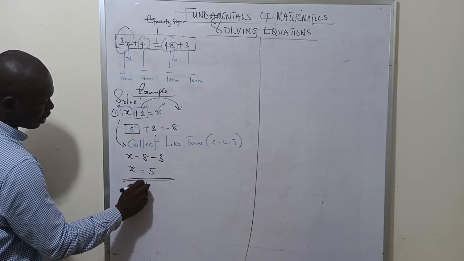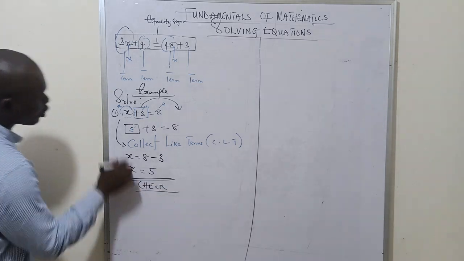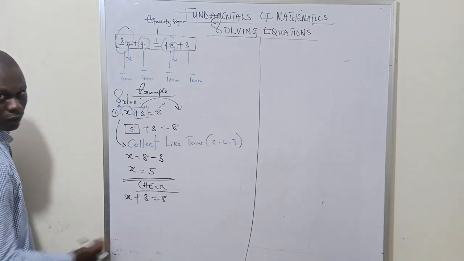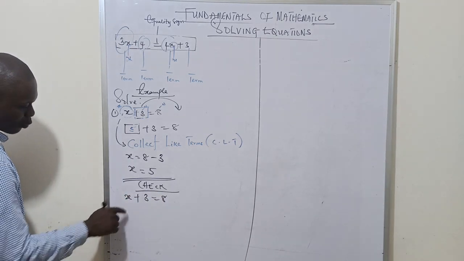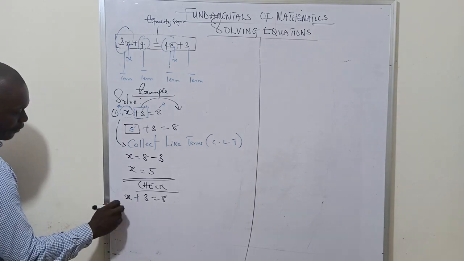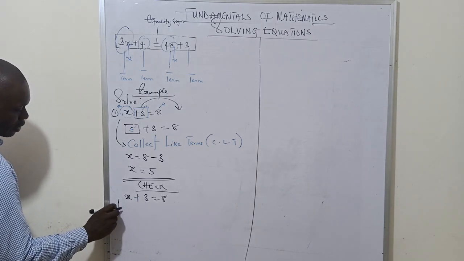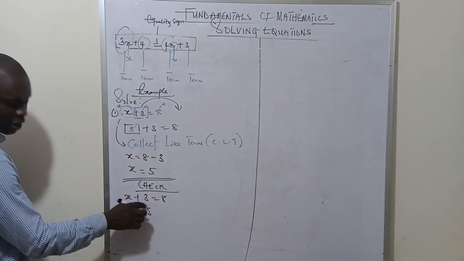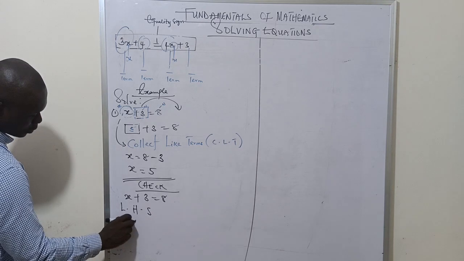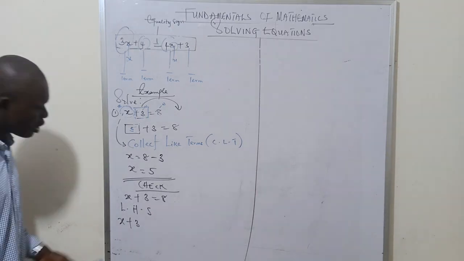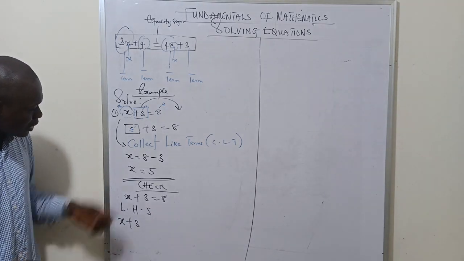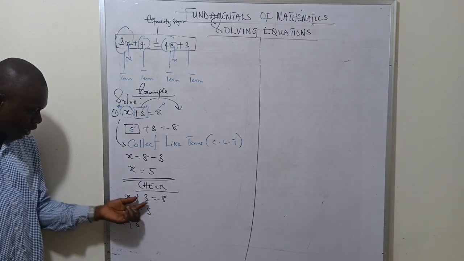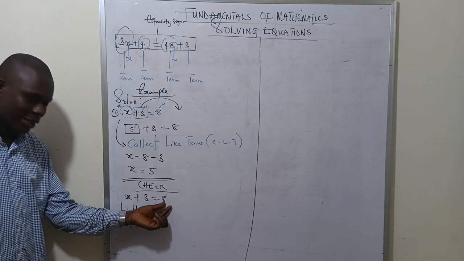Now let's check if our answer is correct. How do you check here? The real equation is x plus 3 equals 8. Now, considering the left hand side, our left hand side is x plus 3. If you want to prove this, if you put the value of x into the left hand side, it must be equal to the right hand side.